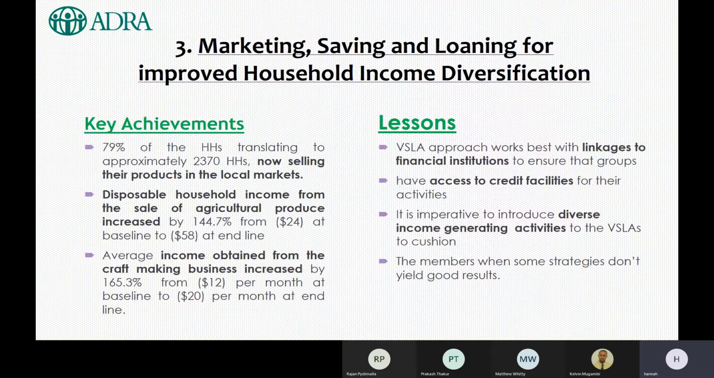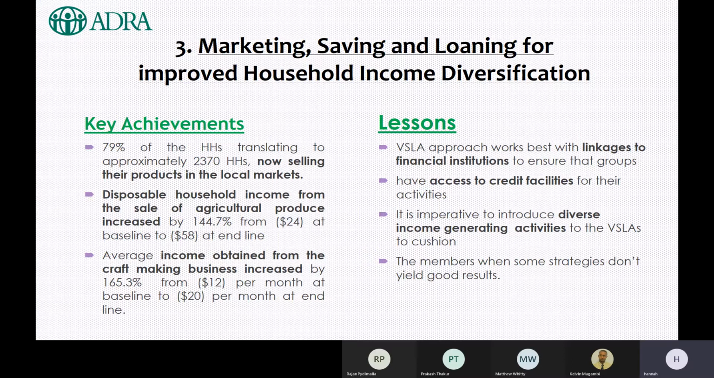The other component is about marketing, saving, and loaning for improved household income diversification. This was an interesting component because the community already have those merry-go-rounds. They have different groups, and they help each other by buying food, or even paying school fees for their children, or buying seeds and all that.